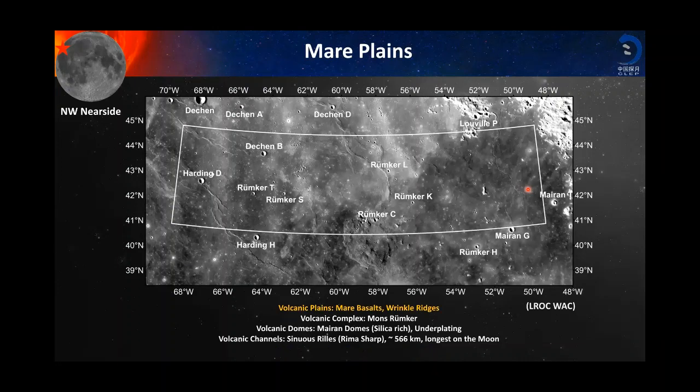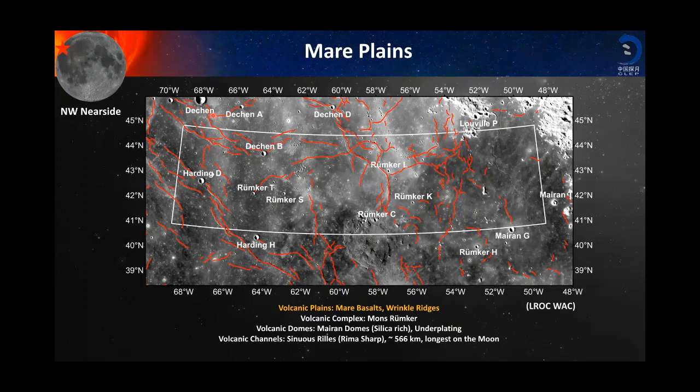The first one is volcanic plain. As you can see from this ROC-WAC albedo map, the western part of Chang'e-5 landing region is brighter than the eastern part. And if you see the crater distributions, you will find that the western part has much larger craters than the eastern part. And also, if you see the wrinkle ridge patterns, they are much larger and longer in the western part than the eastern part, and their dominant orientation is different.